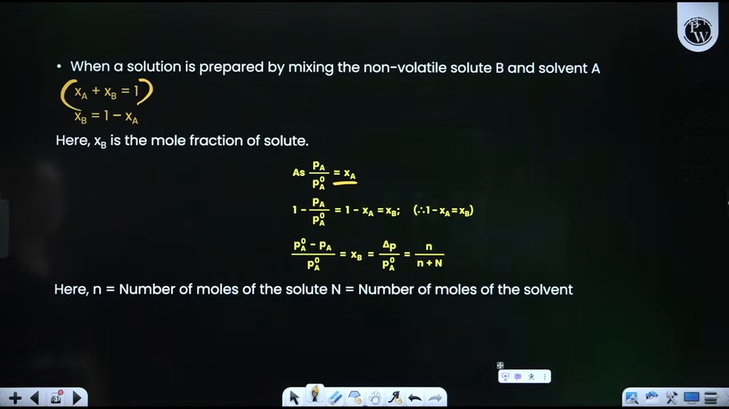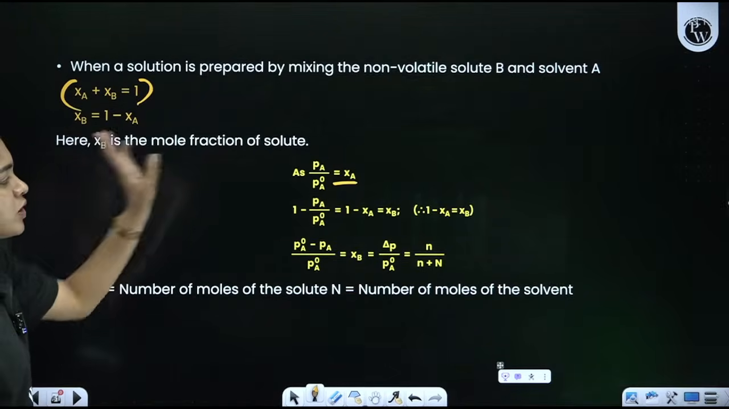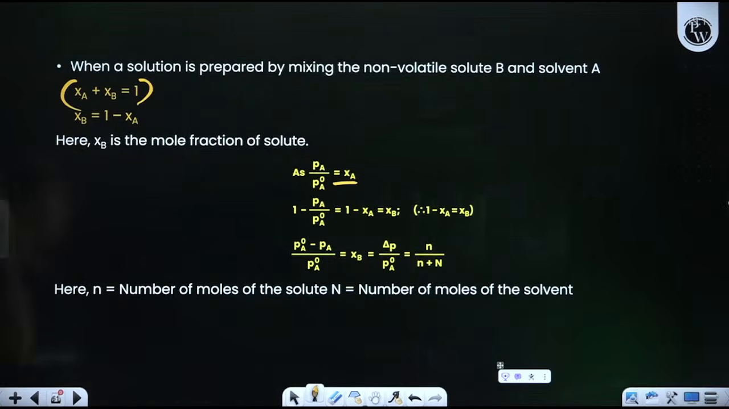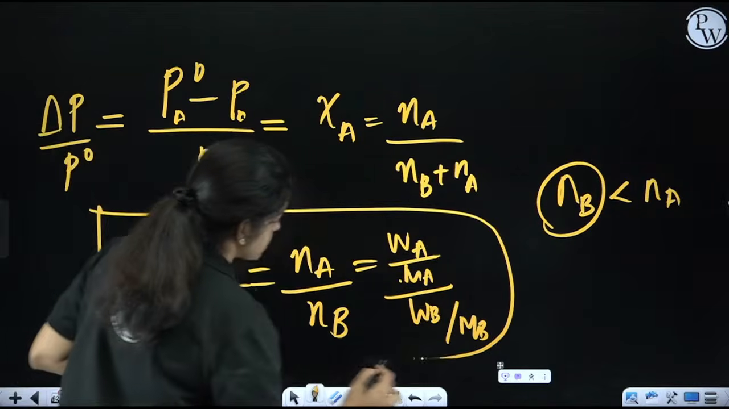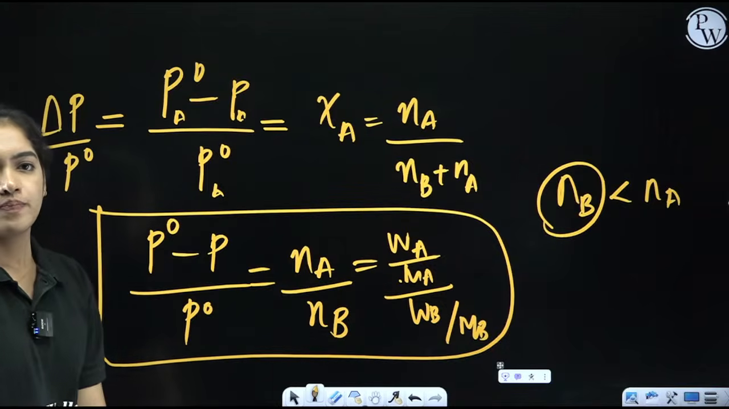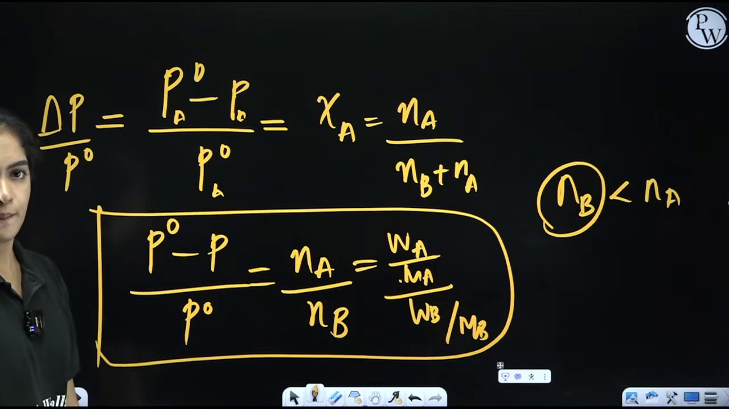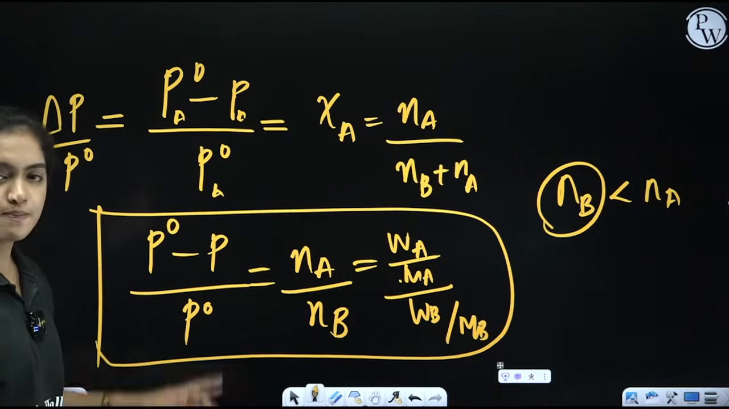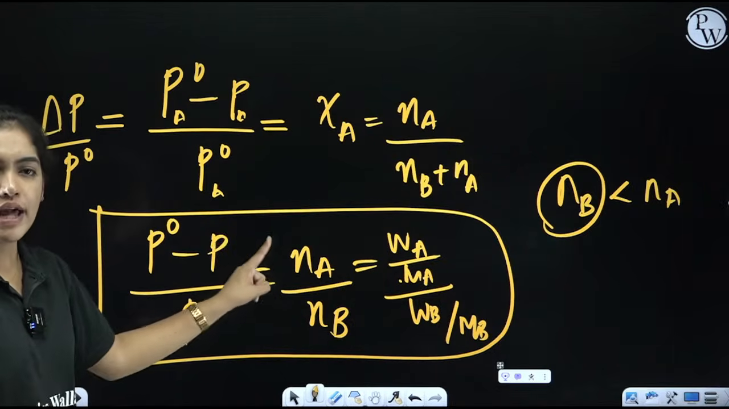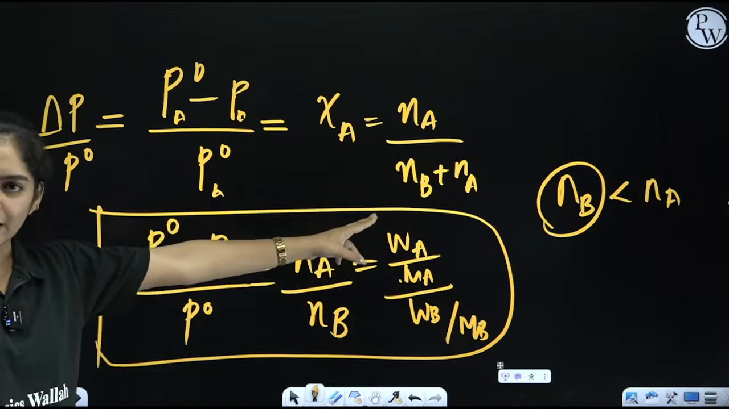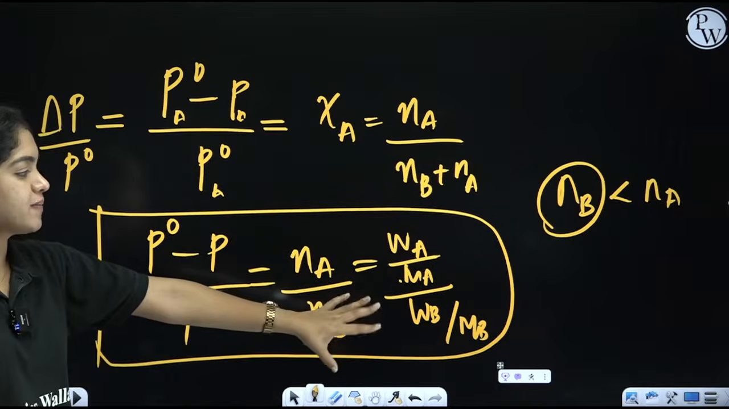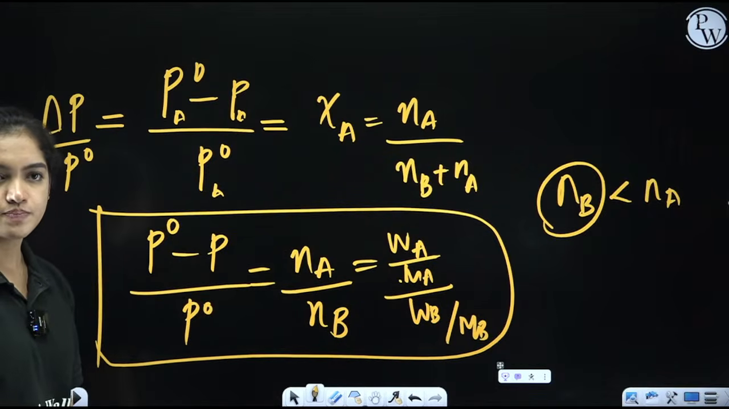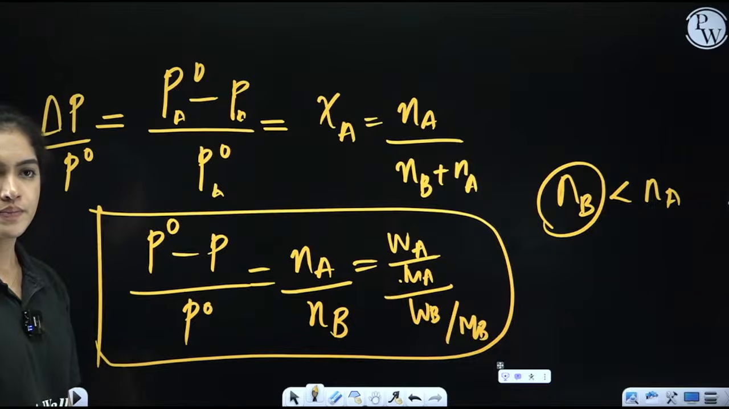Okay. So, Xb is the mole fraction of the solute. So, we are giving Xb as a mole fraction. We can give X or B. Okay. So, this is the final equation. Learn this relative lowering of the vapor pressure equation. Got it? P0 minus P divided by P0 is equal to Na divided by Nb, equal to, we can again substitute the equation for the number of moles, Wa divided by Ma divided by Wb divided by Mb. Clear?